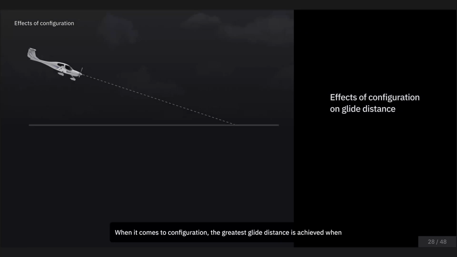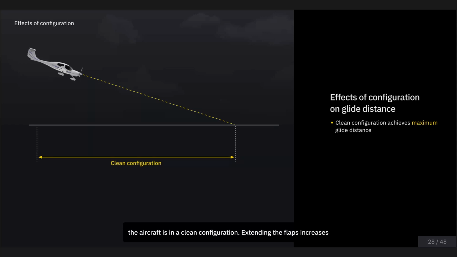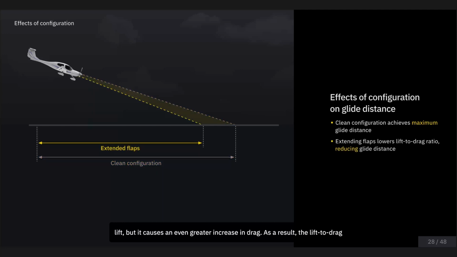When it comes to configuration, the greatest glide distance is achieved when the aircraft is in a clean configuration. Extending the flaps increases lift, but it causes an even greater increase in drag. As a result, the lift-to-drag ratio decreases, reducing the glide range.